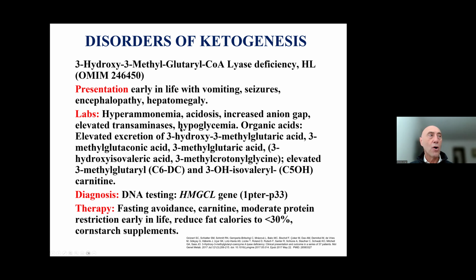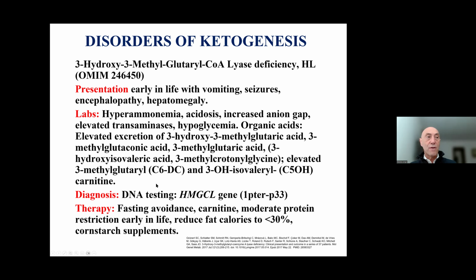The organic acids can show a host of abnormalities, with increased excretion of 3-hydroxy-3-methylglutaric acid, 3-methylglutaconic acid, and 3-methylglutaric acid. You will notice that all of these derive from the breakdown of the branched-chain amino acids isoleucine and leucine. You may have other abnormal organic acids, such as 3-hydroxyisovaleric acid and 3-methylcrotonylglycine. Then in the plasma carnitine profile, you can have elevated 3-methylglutaryl and 3-hydroxyisovaleryl carnitine, known also as C6-DC carnitine, C6-dicarboxylic carnitine, and C5-hydroxyl carnitine, or C5OH carnitine. The increased concentration of these two acylcarnitines can enable the identification of this condition by neonatal screening.